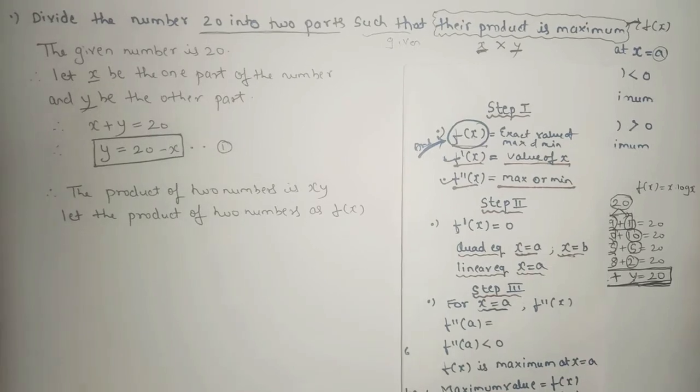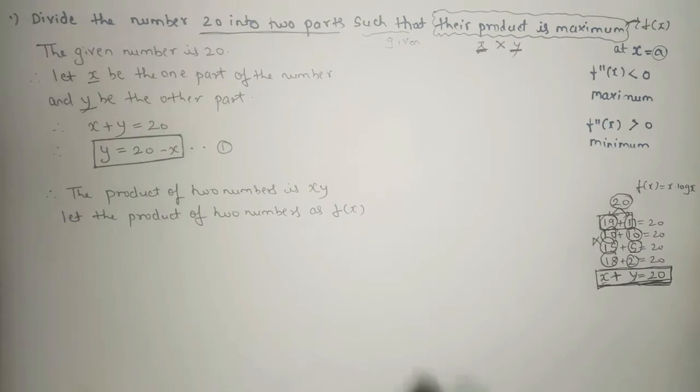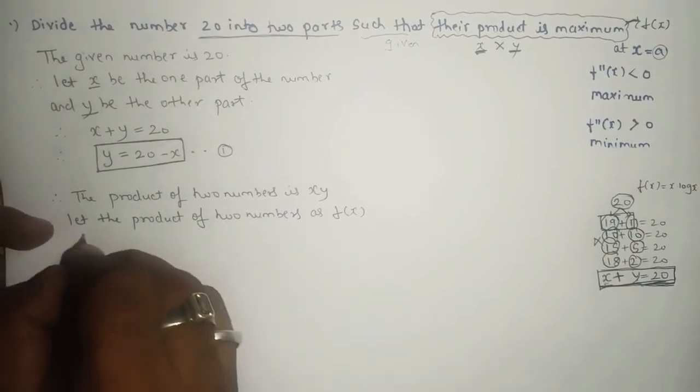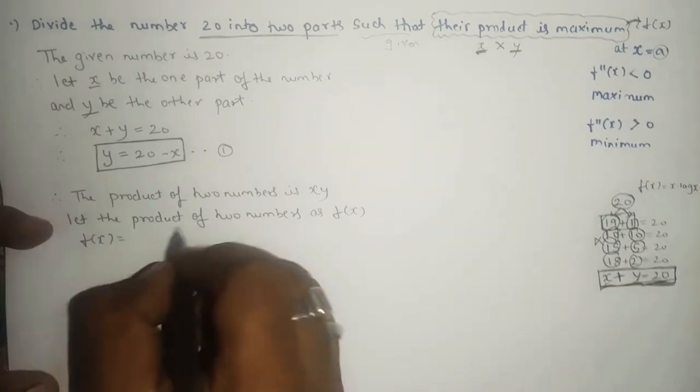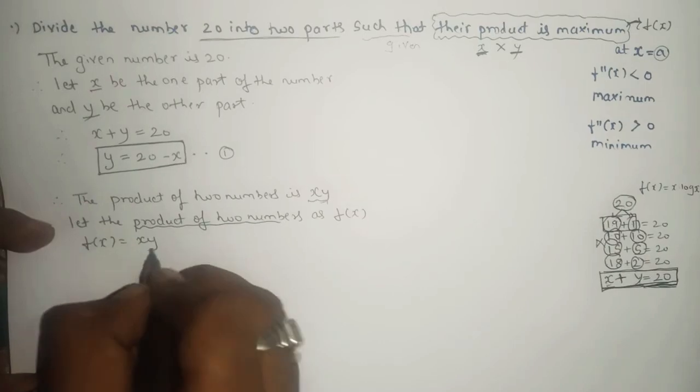For the remaining three sums, the important part is what? To find f of x. After getting f of x, the rest of the part is very simple. So let the product of two numbers be f of x. So f of x is the product of two numbers. What is the product of two numbers? It is x into y.